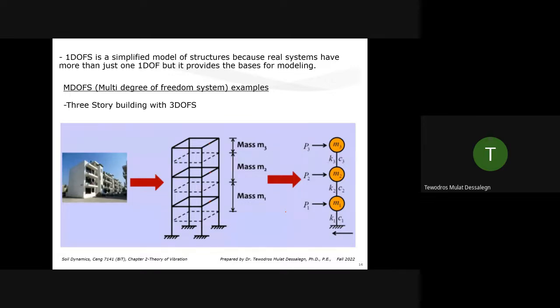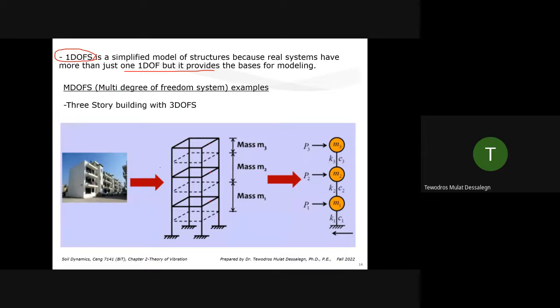Or if you do 1 degree of freedom, it is a simplified model of structures, because the real systems have more than just 1 degree of freedom. It's a simplified version. It gives you a reasonable answer and a quick one. But in reality, almost all objects and components are multi-degree of freedom systems.